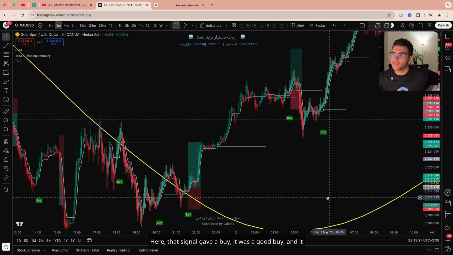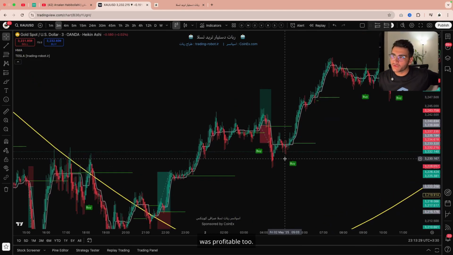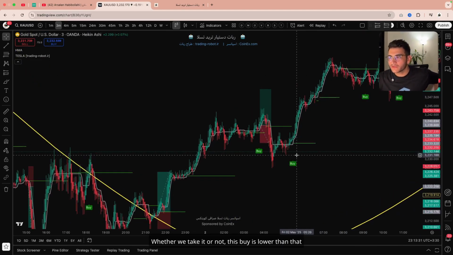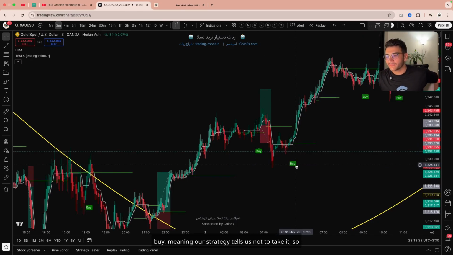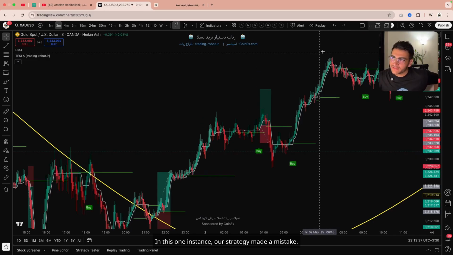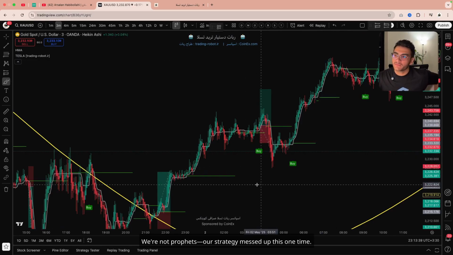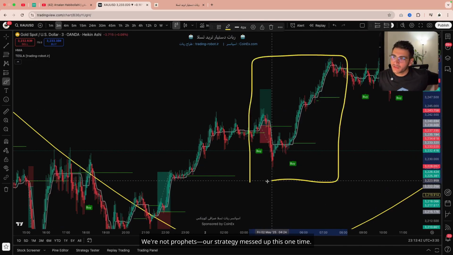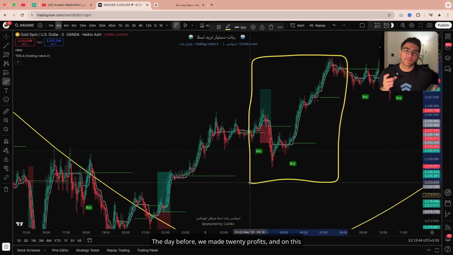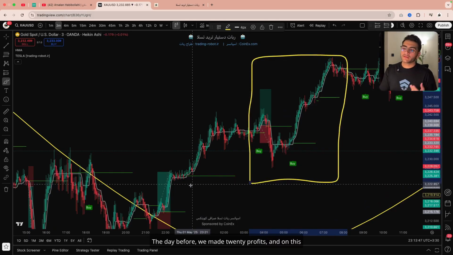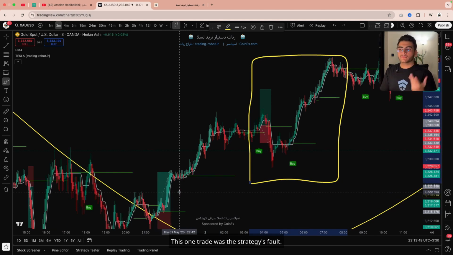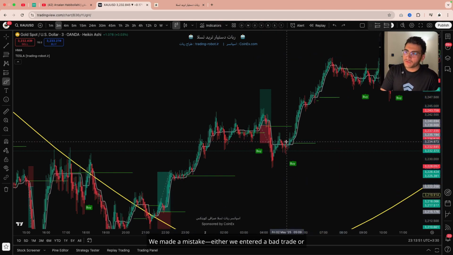Here, that signal gave a buy, it was a good buy, and it was profitable too. Whether we take it or not, this buy is lower than that buy, meaning our strategy tells us not to take it, so we don't. In this one instance, our strategy made a mistake. Our strategy messed up this one time. No big deal. The day before, we made 20 profits, and on this day, we got 1 profit. This one trade was the strategy's fault. We made a mistake. Either we entered a bad trade or missed a good one.